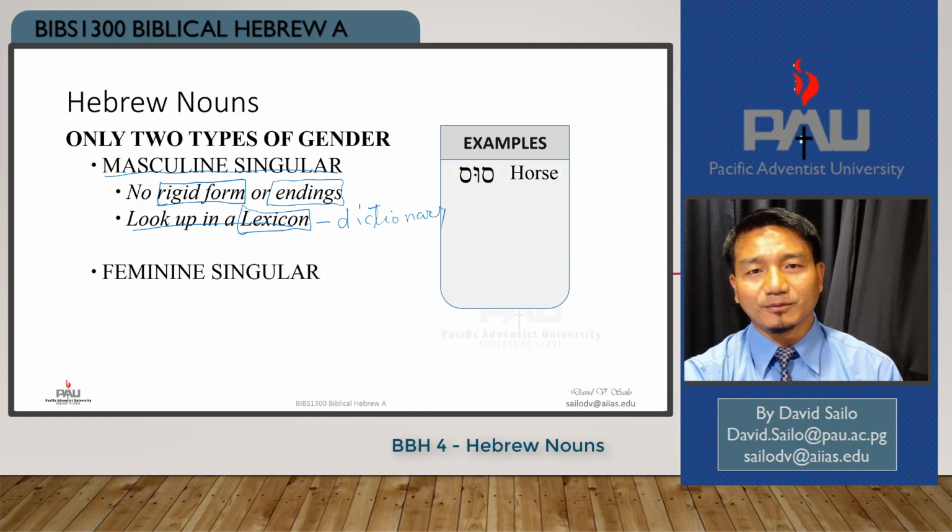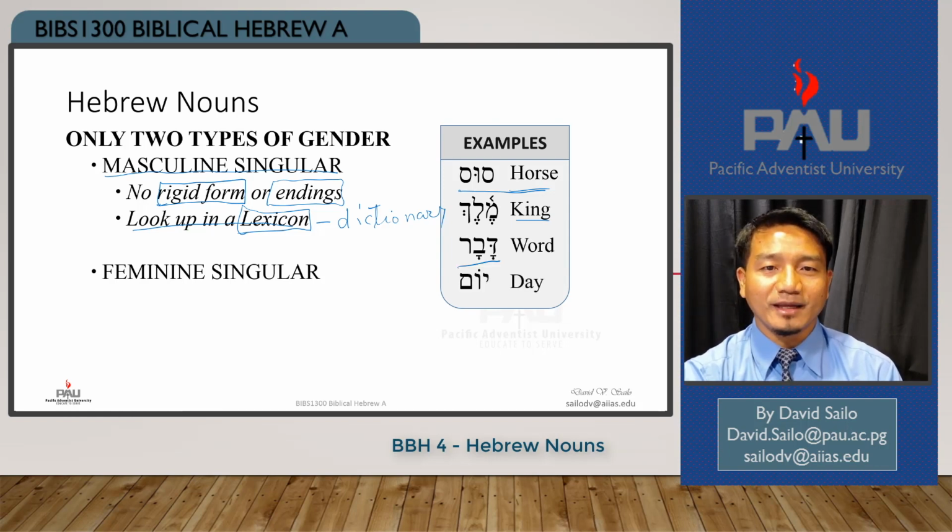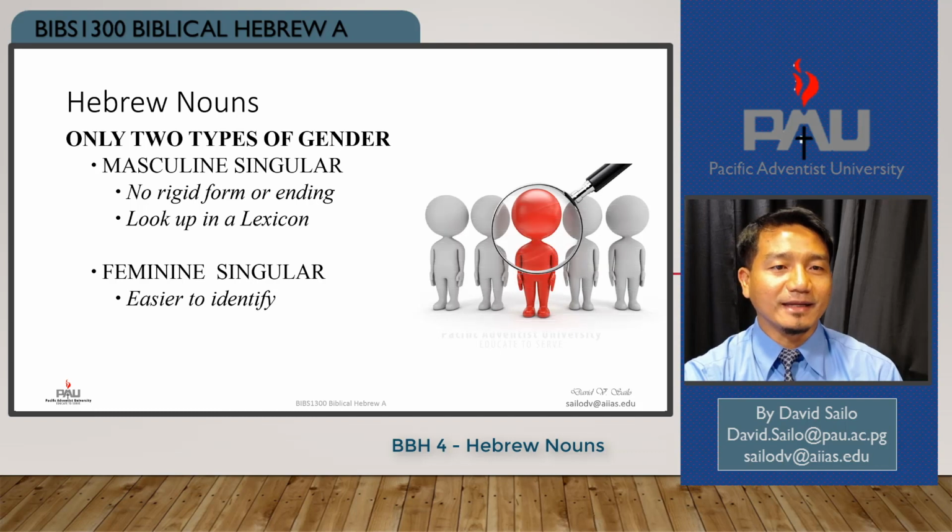Here we have some examples. Sus, this is horse. Another example that we have is melek, this is king. This is masculine. All are masculine. And we also have davar, word. This is again masculine. And we also have yom. All these are masculine.